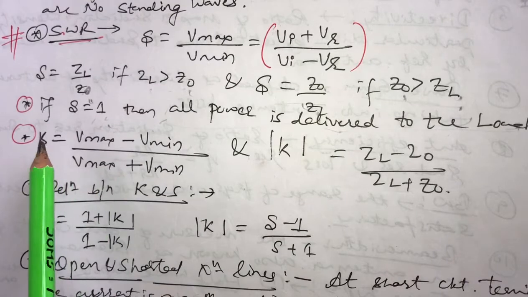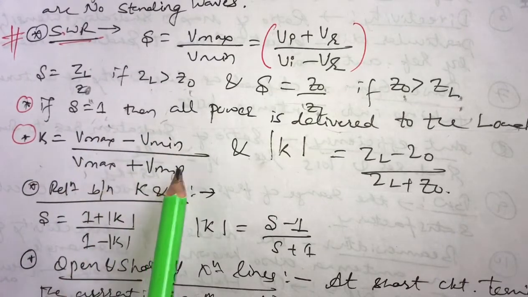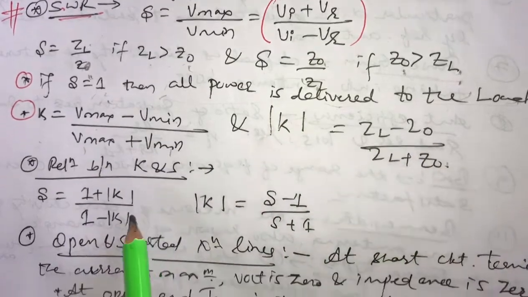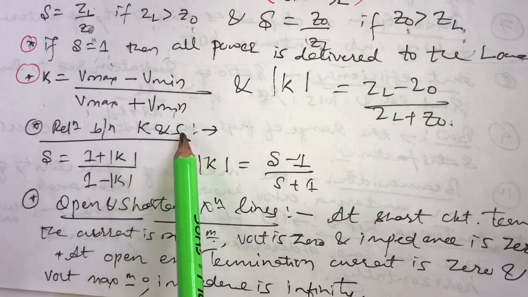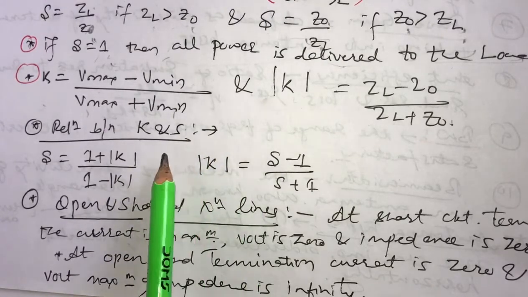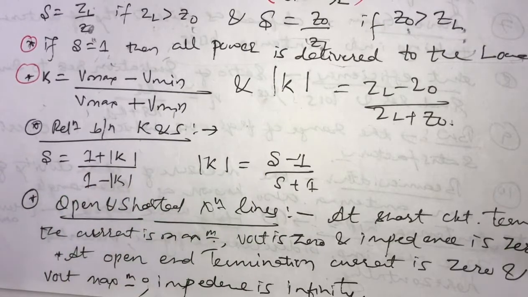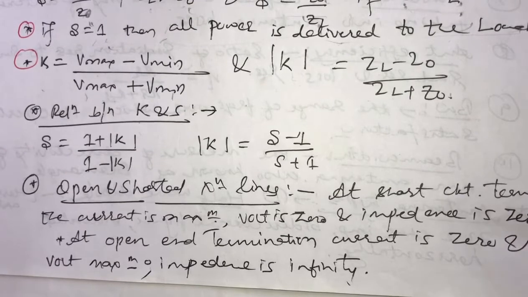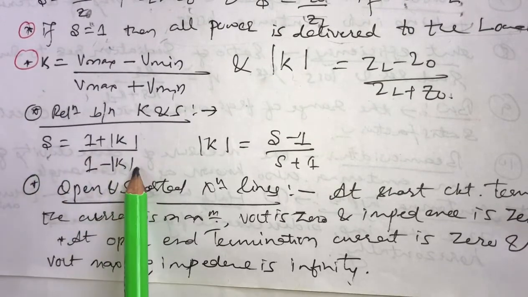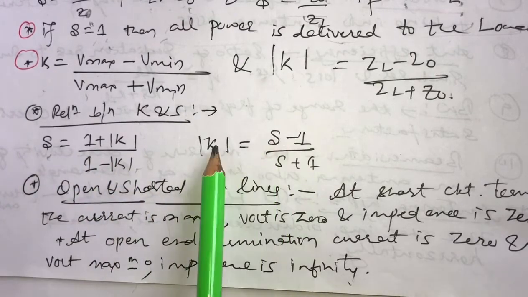And coefficient K is equal to Vmax minus Vmin divided by Vmax plus Vmin. Either way, taking the absolute value, it is ZL minus Z0 by ZL plus Z0. What is the relation between K and S? The relationship between reflection coefficient K and SWR: there was a derivation in your regular classes, but here we are directly using the formula. So S is equal to 1 plus K by 1 minus K, that is, if K is known we can find S, or if S is known we can find K. How?